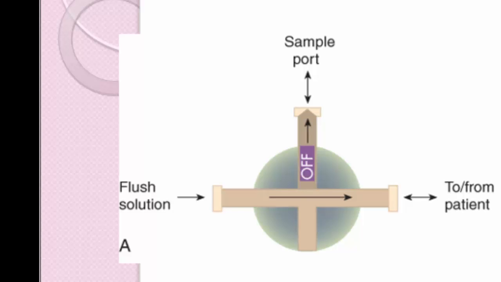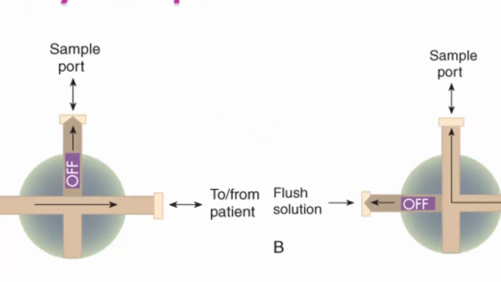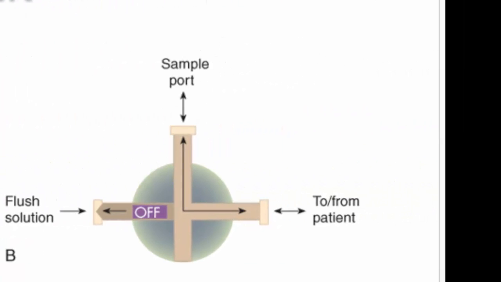When it's time to draw a sample, then what you do is section B here. You turn the flush solution off, or the transducer area off, and that opens the port, and now it is in communication with the patient, and so you can draw blood out of it in this configuration.